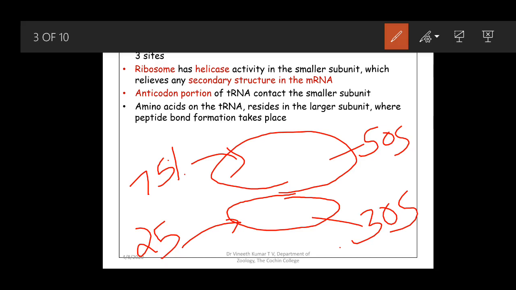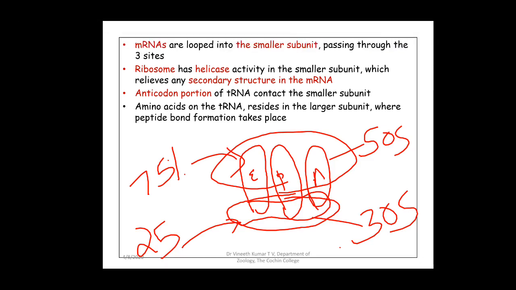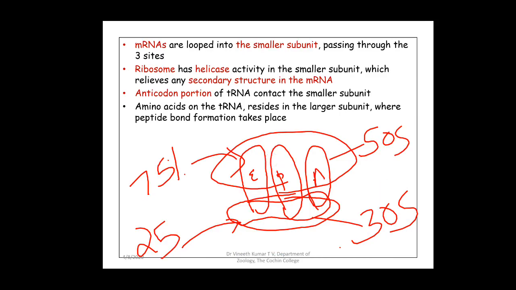As we said, from left to right, this area is called the E site, followed by the next area called the P site, and the next area the A site. You can see a small portion of this is present in the smaller subunit also. So this is a general outline of the structure of the ribosome. And the three sites span both the smaller and the larger subunit.